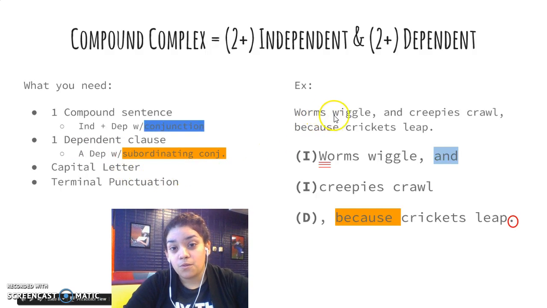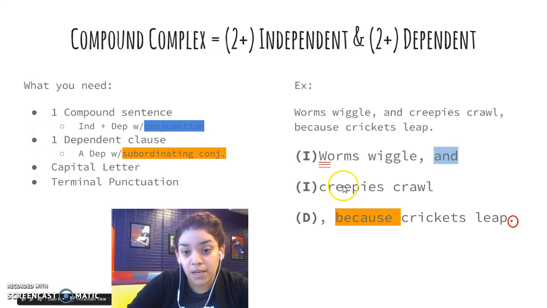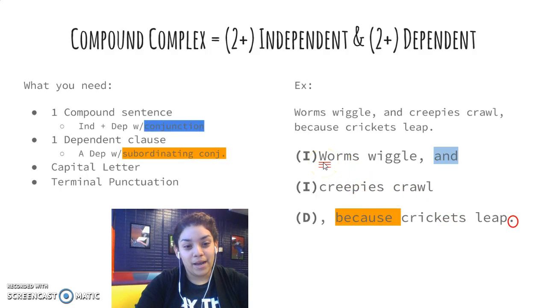Okay, so my example is worms wiggle and creepies crawl because crickets leap. So my independent clause, worms wiggle, all right, that's half the compound sentence, and creepies crawl, that's another independent clause. It's joined by a conjunction there. So that's my compound sentence. And now all I have left to add, like I said, was the dependent clause, which is because crickets leap. Because is the subordinating conjunction, crickets leap, there's your clause. I have terminal punctuation and a capital letter, and I've made a compound complex sentence. Master of the Big Mac.